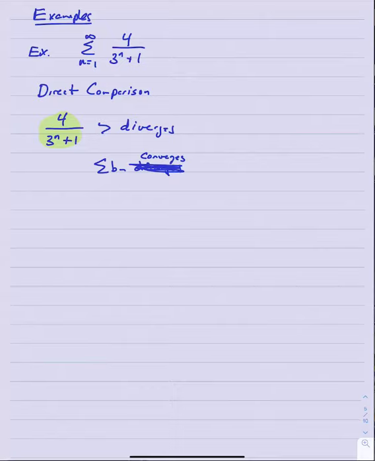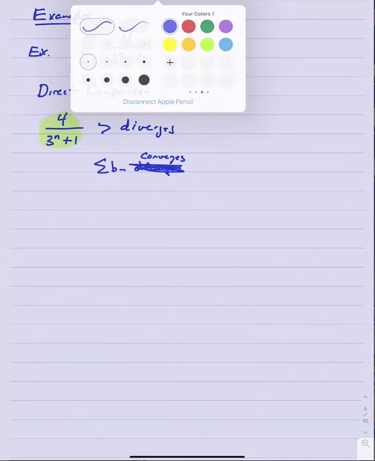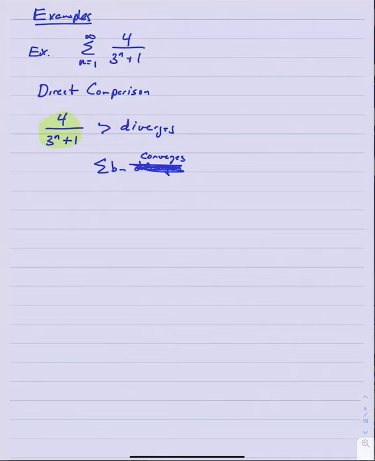To use the direct comparison test, I kind of have to make a guess ahead of time about what I think this series is doing. Because if I'm going to try and make a direct comparison to something, I have to think ahead of time about what I'm going to compare it to. Am I going to compare it to something that diverges or compare it to something that converges?